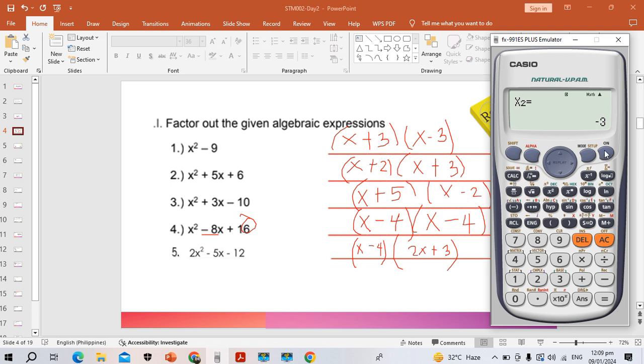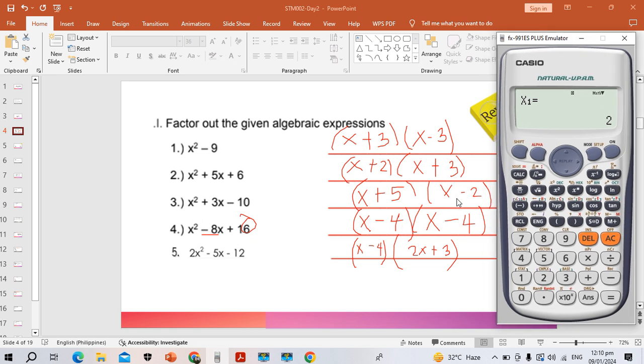Number 3 is x squared plus 3x minus 10. Just write 1 for the first term, then 3 for the second term, then negative 10 for the last term. Equals. You can see we have positive 2 here, and the answer for number 3 is x minus 2. Again, correct, because 2 becomes negative 2. Another factor is negative 5. Change it into the opposite sign, so it becomes positive 5. That's why the answer to number 3 is x plus 5, x minus 2.